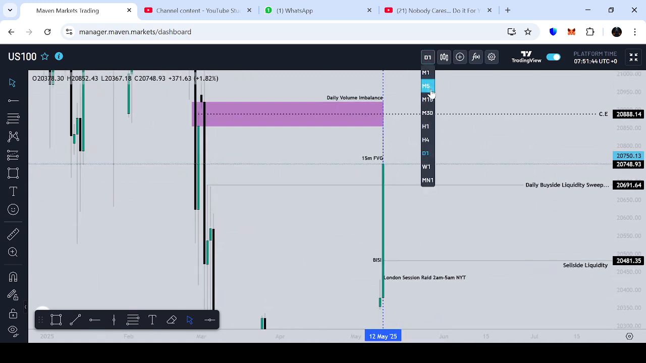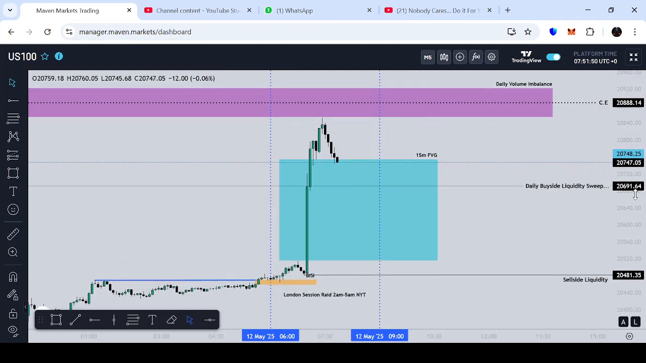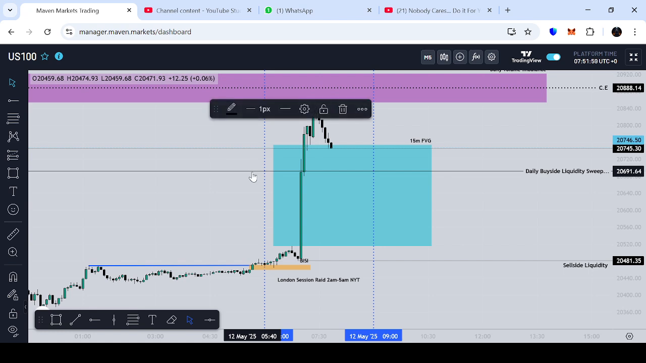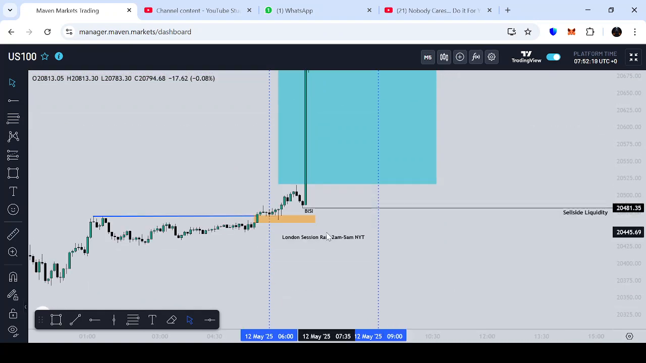Go to a lower time frame for the macro time. Run up to the daily buy side liquidity over there. At what time? New York session. That's London session range. You seek a liquidity, but it begins in a fair value gap and inefficiency. This is the inefficiency that engineered price.